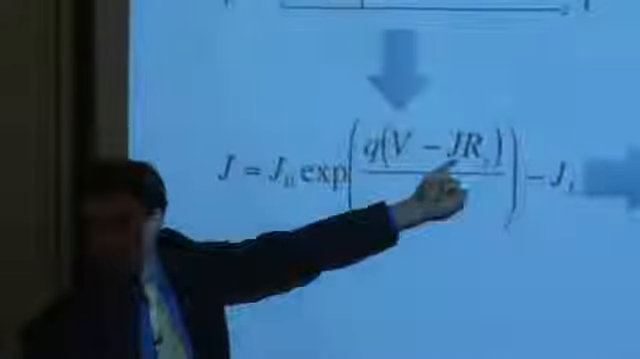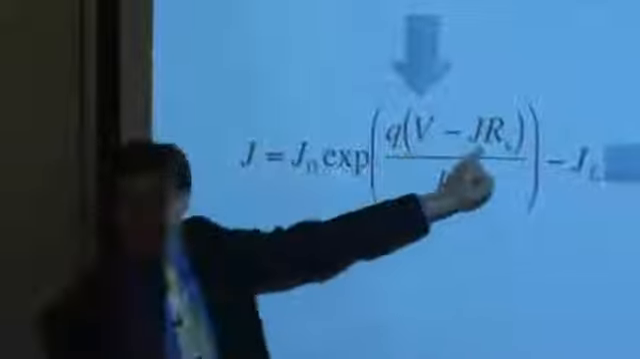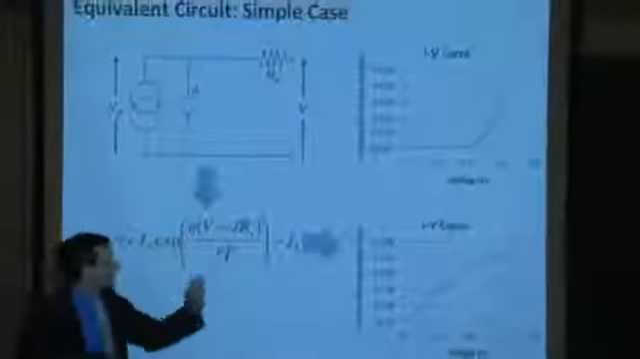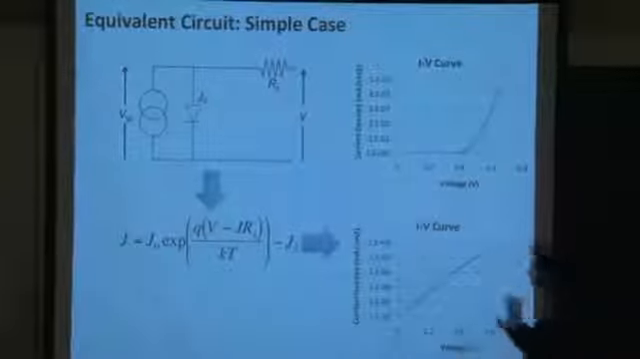And notice what else happened. Now we have a nonlinear equation. Our current density is a function of our current density. Right? So this is becoming more difficult to solve analytically. And what is happening to our IV characteristics?